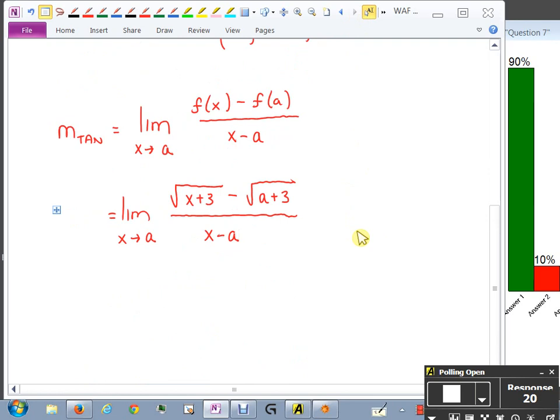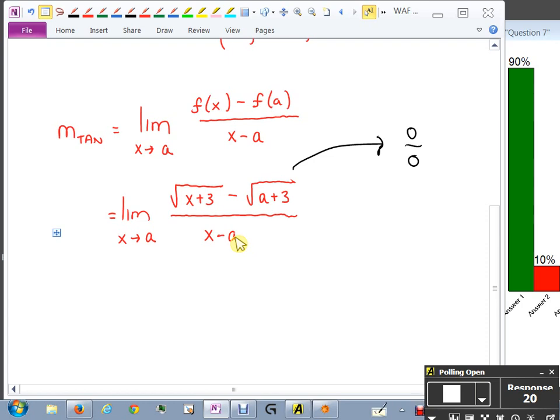What's the form of this limit? 0 over 0. Now, why is it 0 over 0? Let x turn into a right now. Right? Just replace your x's with a's. You would get a plus 3 underneath the root minus the same exact thing. That's 0 over a minus a. That's 0. So you have 0 over 0, which means you need to do some algebra.